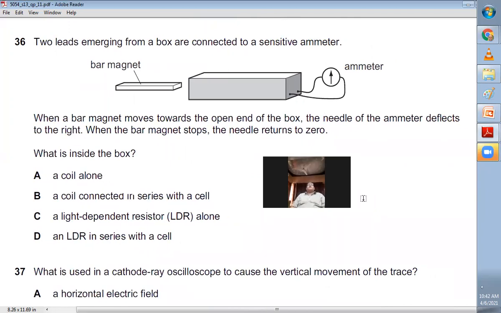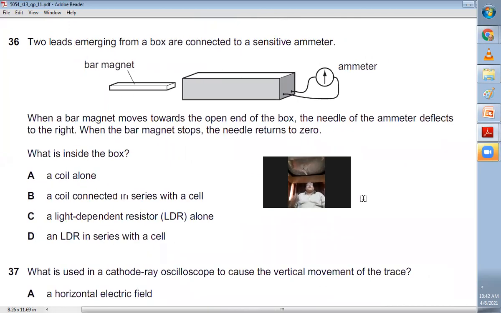Next question. Two leads emerging from a box are connected to a sensitive ammeter. When the bar magnet moves towards the open end of the box, the needle of the ammeter deflects to the right. When the bar magnet stops, the needle returns to zero. It means when you are moving the bar magnet, current is induced and the ammeter shows that reading. When you stop moving the magnet, obviously no EMF will be induced and the ammeter will show zero reading.